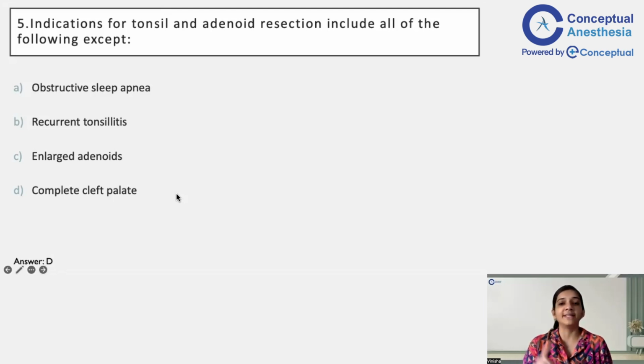So, whenever there's recurrent pharyngotonsillitis, hemorrhagic tonsillitis, enlarged adenoids, even in patients who have nocturnal upper airway obstruction and sleep disordered breathing, that is obstructive sleep apnea, or recurrent otitis media, in these cases, tonsil and adenoid resection is performed. In cases of complete cleft palate, you will avoid removing the adenoids because the adenoids actually fill the velopharyngeal gap, which facilitates speech, which is otherwise not possible in cases of complete cleft palate.